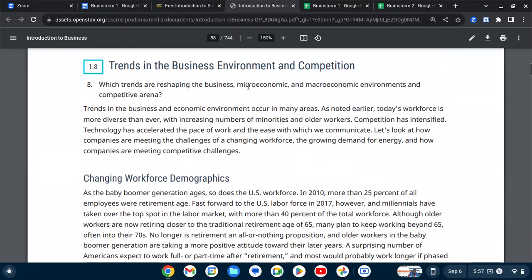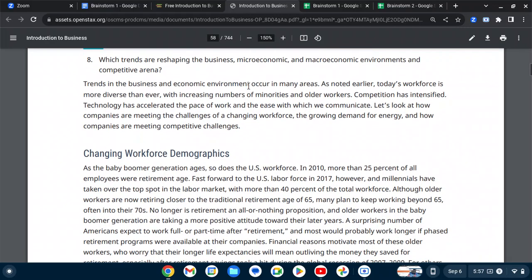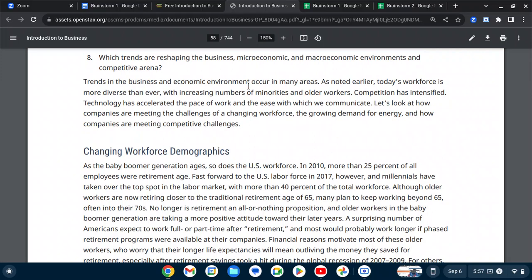1.8. Trends in the business environment and competition. Which trends are reshaping the business, microeconomic, and macroeconomic competitive arena? Trends in the business and economic environment occur in many areas. As noted earlier, today's workforce is more diverse than ever, with increasing numbers of minorities and older workers. Competition has intensified, and technology has accelerated the pace of work and the ease with which we communicate. Let's look at how companies are meeting the challenges of a changing workforce, the growing demand for energy, and competitive challenges.